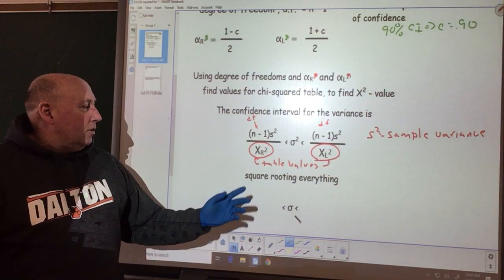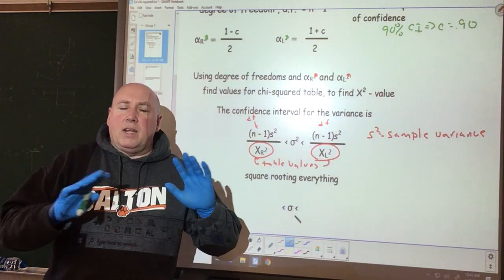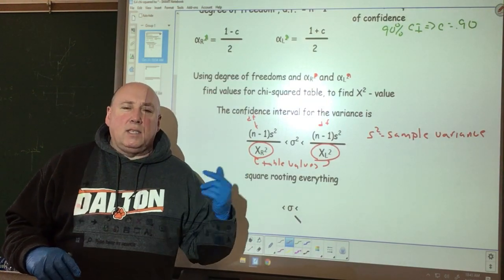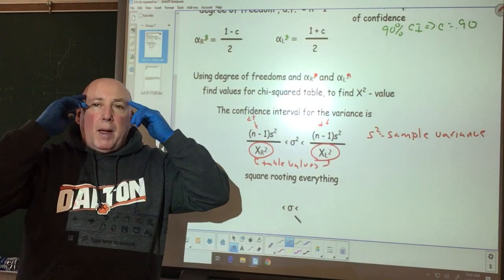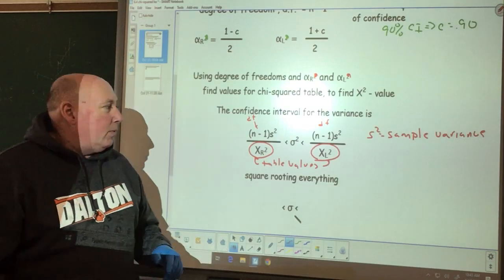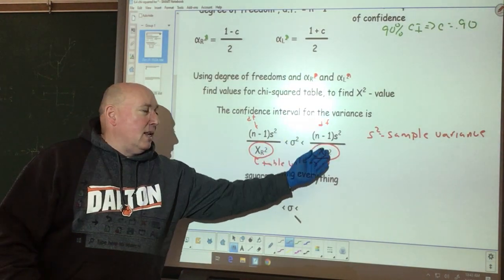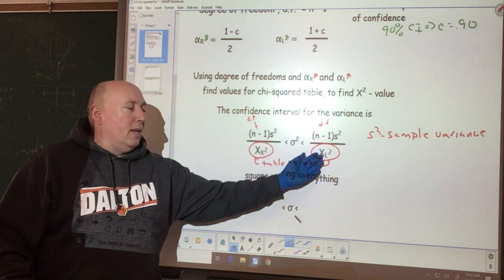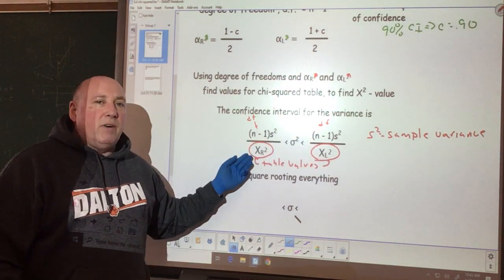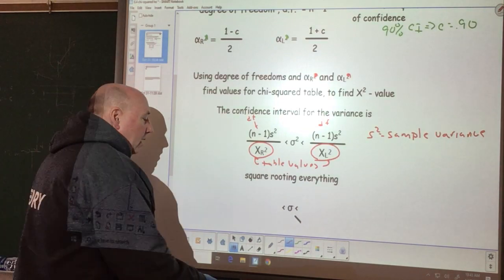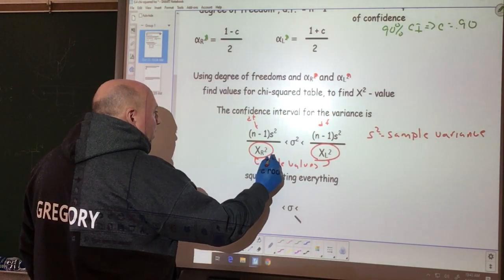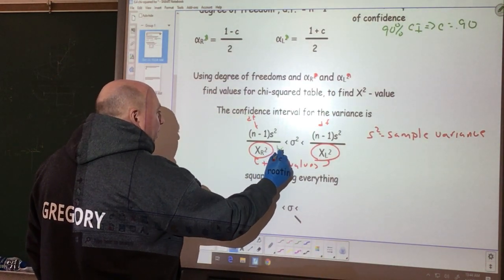Now what I tend to do is I have, this is alpha right, alpha left. I don't really get into the rights and lefts too much. I just use my mathematical knowledge in my brain. This has to be a smaller number than this. This is smaller than this. So if I'm dividing by these table values, that means this one's going to be bigger.